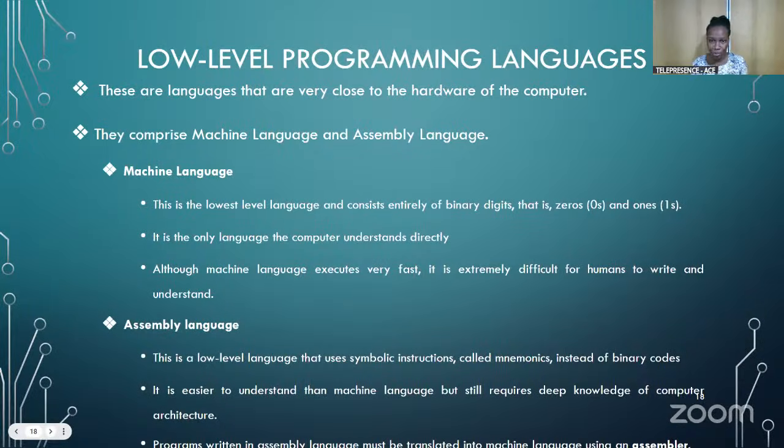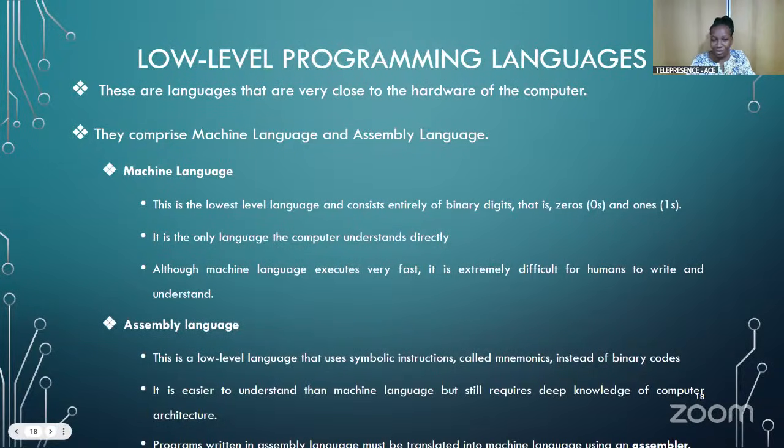When we are talking about low-level programming languages, these are languages that are very close to the hardware of the computer. They comprise machine language and assembly language. These are low-level languages, but machine language is the lowest level language, the native language of the computer. Just like if you are born to Yoruba parents and you stay with them, your native language is Yoruba. You're able to interact with them conveniently in Yoruba. Other languages, you might not be able to understand. They are not your native language.